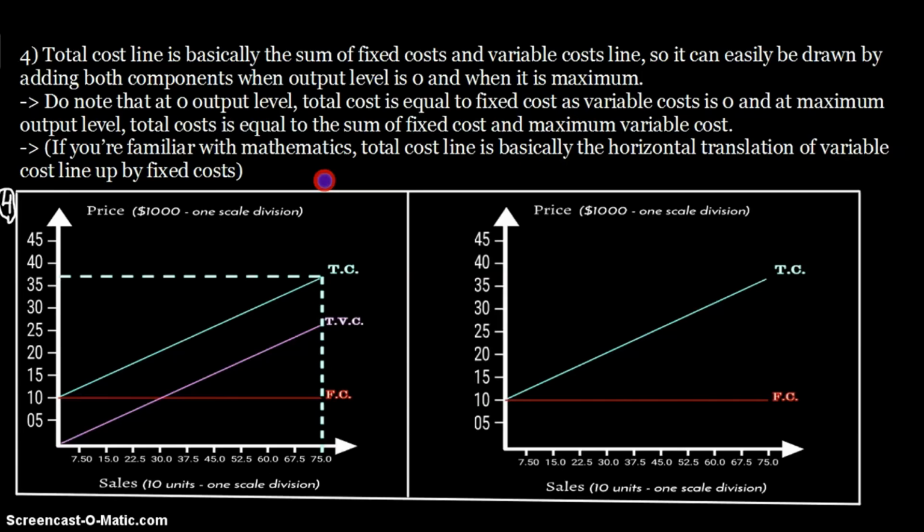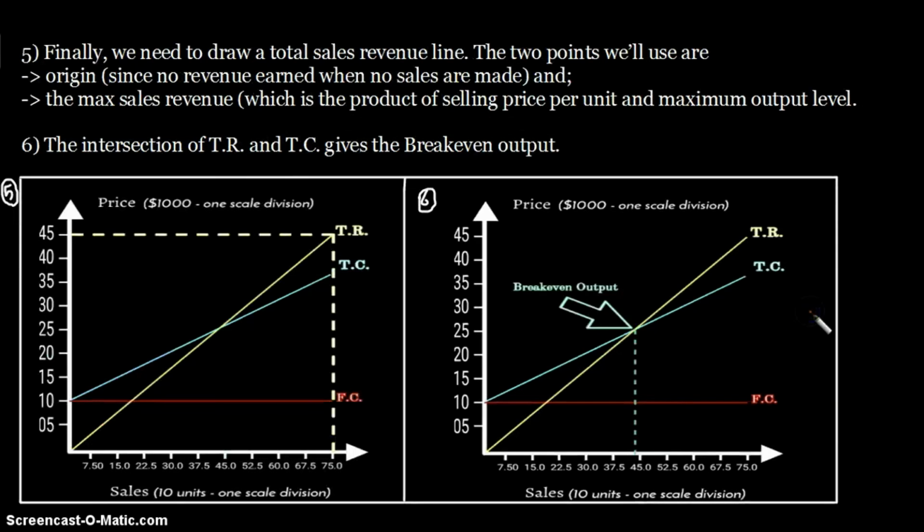Okay. And if you are familiar with mathematics, the total cost line is basically a vertical translation of the variable cost line up by fixed cost. As you can see, they are both a similar shape, just translated by the fixed cost, right? See, if you calculate the difference between both of these, it's always going to be 10,000 at any point. Okay, so after we have drawn our total cost line, we just erase the total variable cost, and our graph will look something like this. Do you see? We have a fixed cost, we have a total cost, the total variable cost is now removed. Next, what we need is the total revenue.